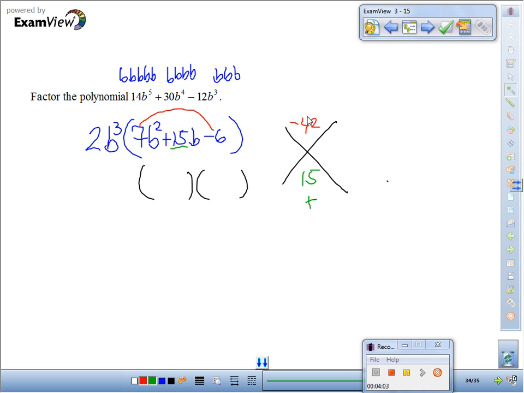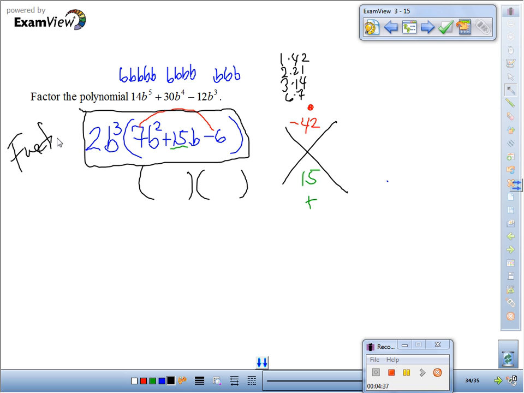So let's start thinking about our factors of 42. Let's see, factors of 42. We got 1 times 42, 2 times 21, 3 times, is it 14? 3 times 14, about 4, 5, 6 times 7, and then they repeat. Does any of those pairs of factors add up or subtract to 15? No. So then you box this, and you just write factored. Everybody got it? Okay. All right, let's do another one.